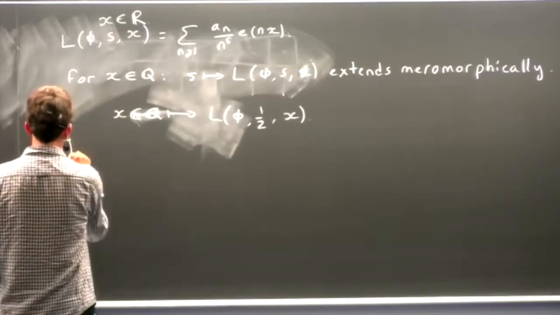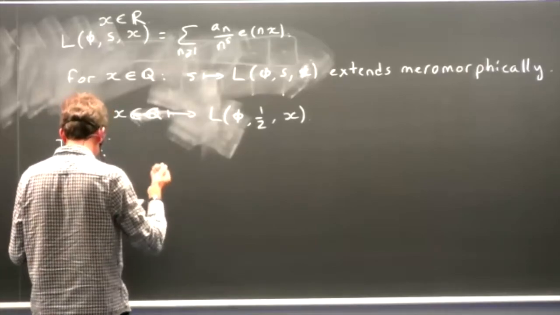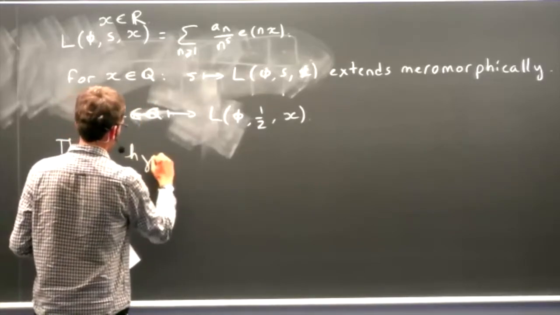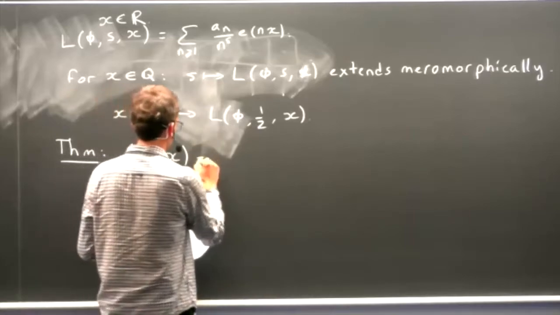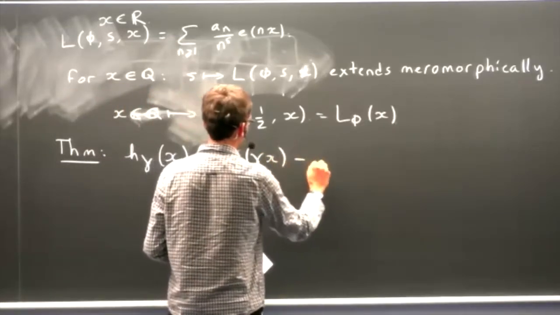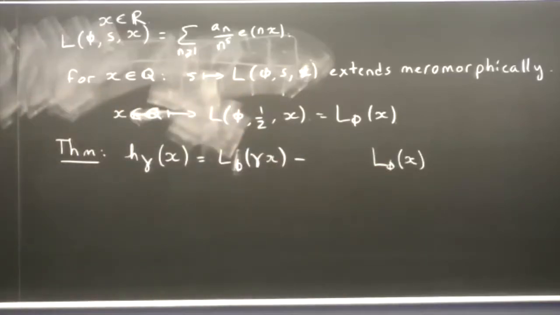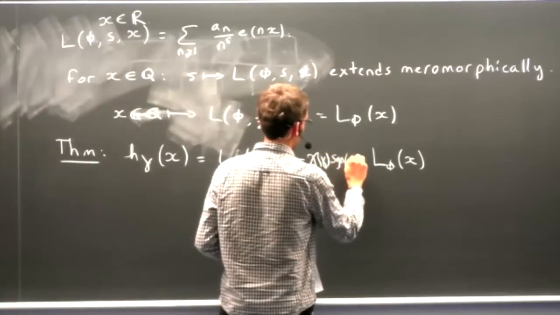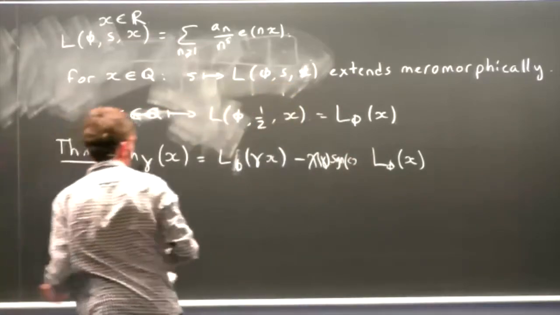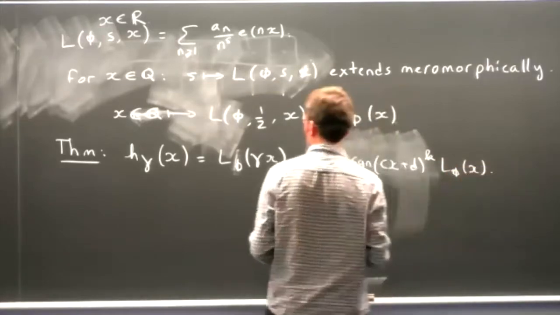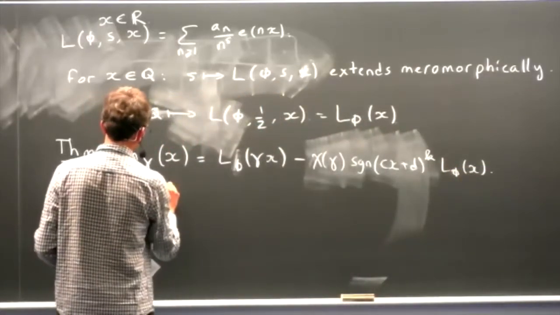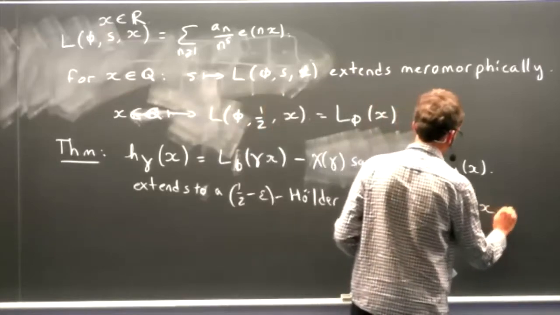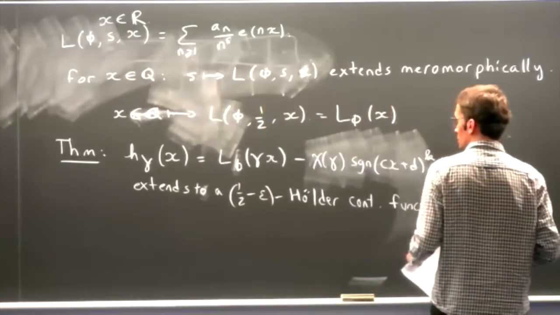So the main result is that this is a quantum modular form, according to a nomenclature due to Zagier, in the following sense: it's not continuous by itself, but if you take the difference of two values, one at gamma x and one at x, with the same automorphic factor as for phi, so in this case it's just chi of gamma times the sign of cx to the k times L phi of x, then this is actually Hölder continuous. So it extends to a 1/2 minus epsilon Hölder continuous function of x in R, and you need to avoid this being infinite.